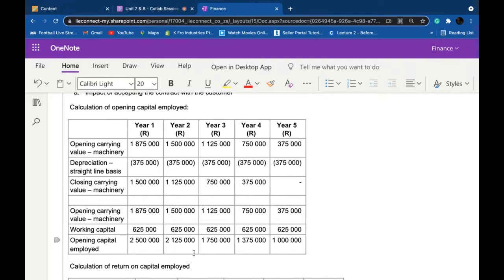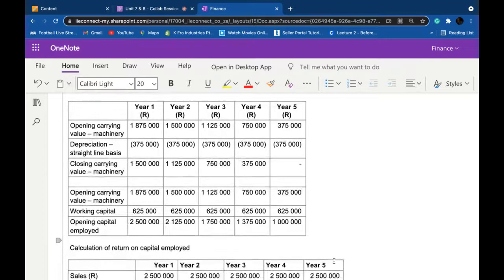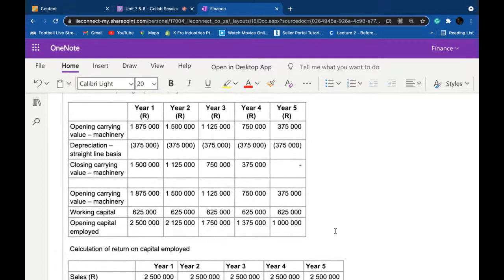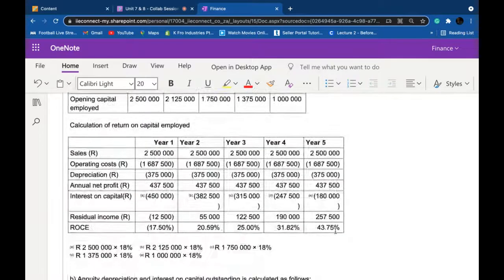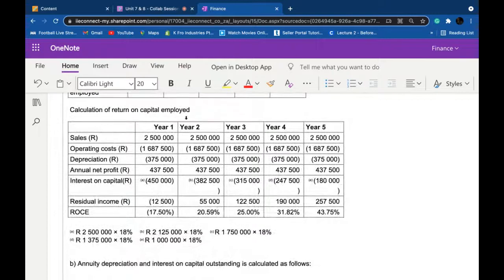So there you have your opening capital employed. First you have to do this calculation to find out what was your opening capital employed for each year. Then you can do the calculation of return on capital employed. Sales, and so on. You need to calculate your residual income, in other words, net profit.